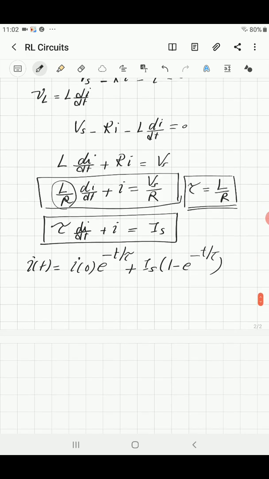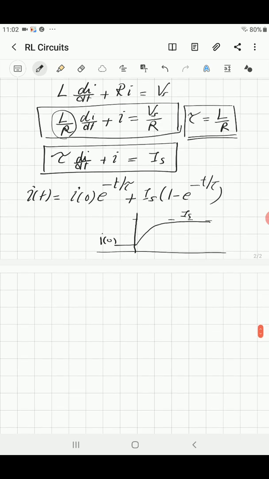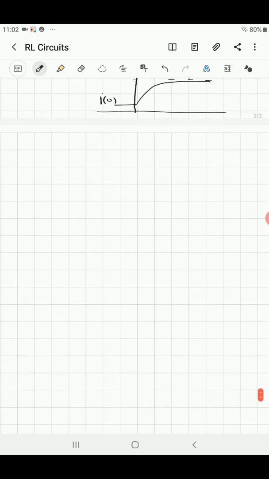And if you sketch it, it would be a normal exponential rise. You start from I zero, and that's your steady state Is you want to reach. It will go exponentially like that. So that will be the solution. Now let's take an example.